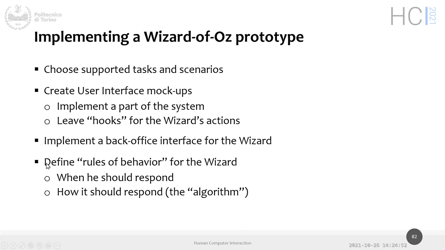Of course, the important part, I will only comment on the last point here, the last bullet here, is that this wizard should not be wild, should not be too intelligent, should not respond arbitrarily, but it should have very strict rules of behavior. Because we are really anticipating the behavior of the system that we have in mind, but we still didn't implement or didn't research enough.